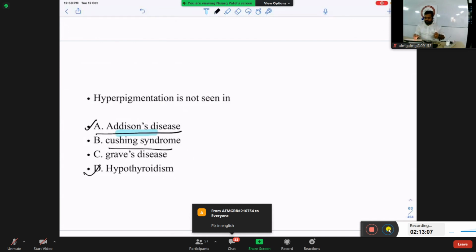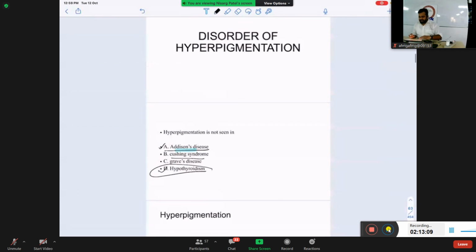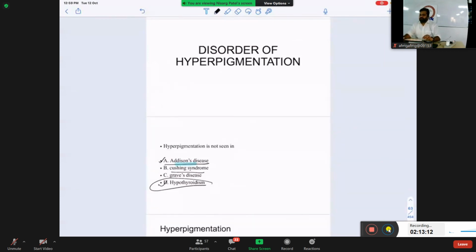So this is hypothyroid. In the next class we will start the discussion with hyperpigmentation. We will take a lunch break here, okay? And meanwhile they will give you that. So you guys will be in the test discussion also, no?